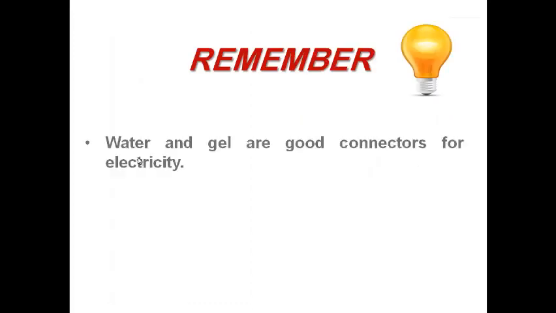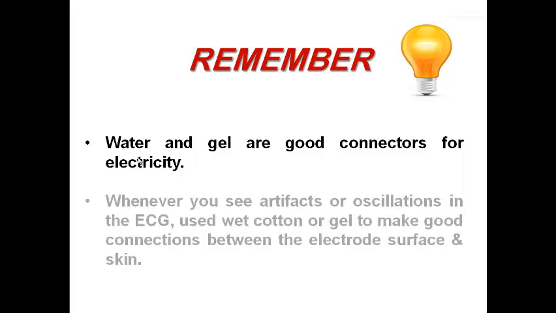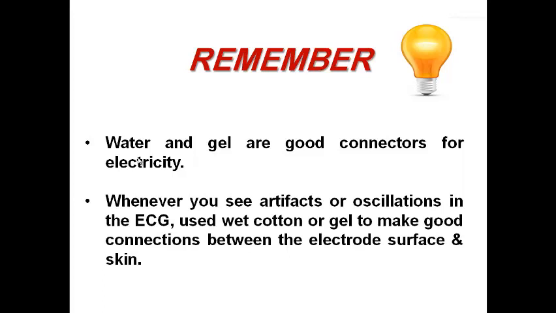Also, I want you to remember that water and gel are good connectors for electricity, so always make sure that the ECG limb electrode is well attached to the skin of the patient. And if you find that there are many artifacts in the ECG paper, you need to know that there is a poor connection between the electrode and the skin, so you need to use water or gel. And especially when you see artifacts or oscillations in the ECG, use a wet cotton or gel to make a good connection between the electrode surface and the skin.